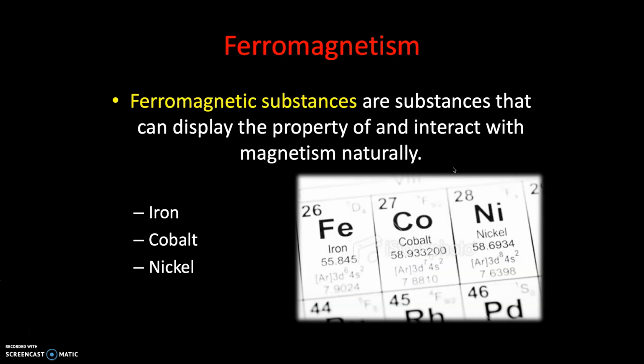So we have 3 naturally occurring elements that can produce magnetic fields naturally. We call these ferromagnetic substances. These are substances that can display the property of and interact with magnetism naturally. These are iron, cobalt, and nickel. So if you were to dig out of the ground 2 chunks of iron, chances are they will attract each other. Chances are they will be naturally magnetic. And that's unique to these 3 elements.